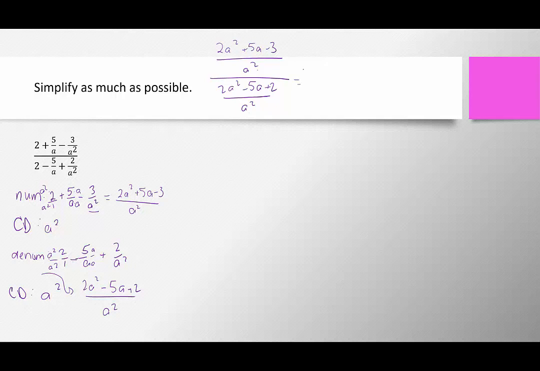So now that it's written like this, with one single term in the numerator and one single term in the denominator, we can write it using the division symbol. So we'll say (2a squared + 5a - 3) divided by a squared, division symbol, (2a squared - 5a + 2) divided by a squared. And now that we have it written like this, we can say, wait, there is a multiplication that's identical or equivalent to this. We can multiply by the reciprocal of the divisor, and that would give us (2a squared + 5a - 3) divided by a squared times a squared over (2a squared - 5a + 2).